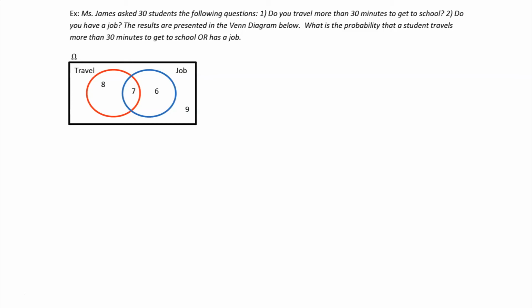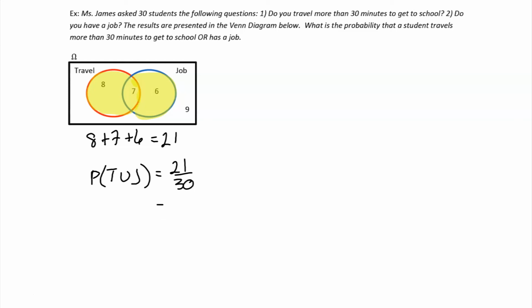If you look at the Venn diagram, travel more than 30 minutes, so that's everything that's in the red space, or they have a job, that's what's in the blue space, and we don't need to count the space in the middle twice, so we simply put 8 plus 7 plus 6, which gives us 21. There are 21 students who either travel 30 minutes to get to school or they have a job out of the total of 30 students. So the probability that they travel or they have a job is equal to 21 over 30, which can be reduced down to 7 out of 10.